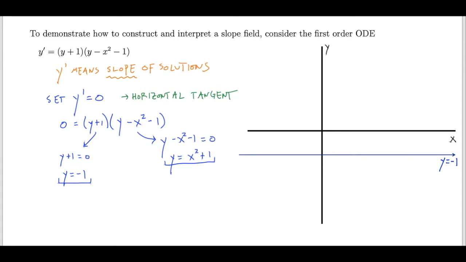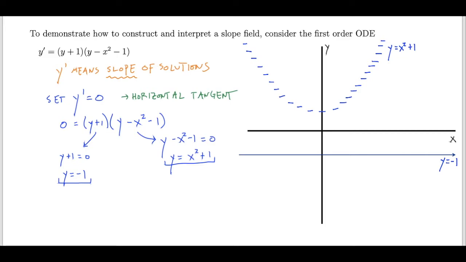Similarly, I know that along the curve y equals x squared plus 1, I'll also have horizontal tangents. Unfortunately, I can't simply draw the curve y equals x squared plus 1 because that curve doesn't have horizontal tangents. So what I'll do instead is sketch the curve y equals x squared plus 1 just to have some sense of its shape, but then along that curve I will indicate on my graph that the function should have horizontal tangents.